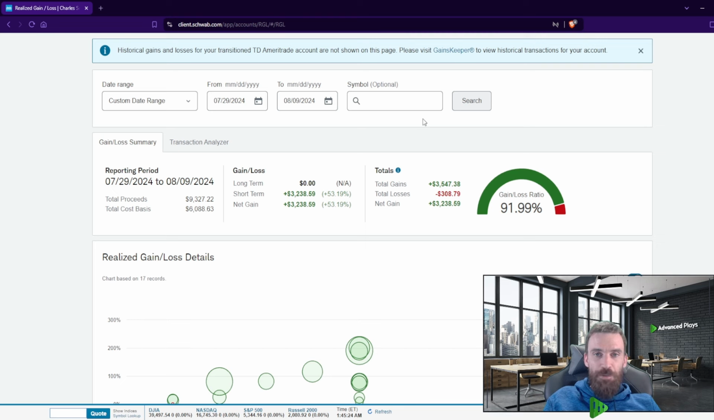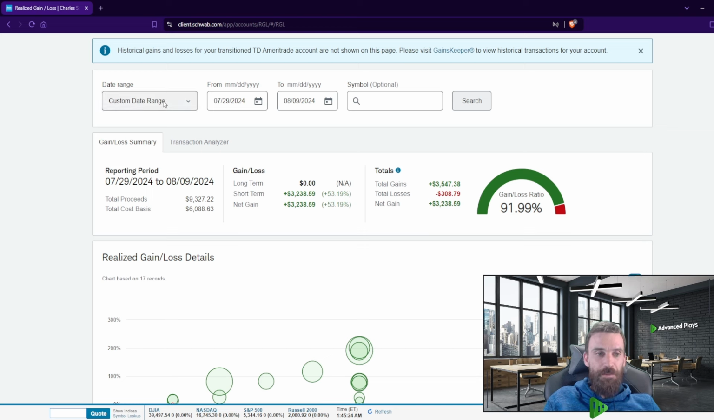I usually use TraderView, but I recently let my subscription expire because I'm working on my own journal and I'm getting very close to having it finished. So as soon as that is done, I'll begin posting journal updates for that and reviewing it that way. But for now, this is just Schwab's P&L tracker tool.